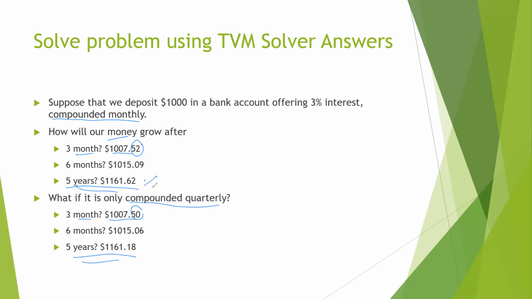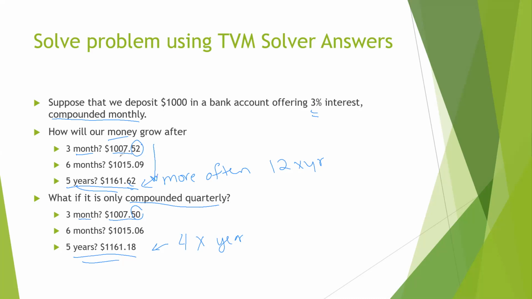by compounding more often, so 12 times a year instead of 4 times per year, you end up with a little bit more. Not much in this case. In this case, it's just a few cents. But when you have bigger interest rates and longer periods of time, the more frequent compounding ends up with higher returns.